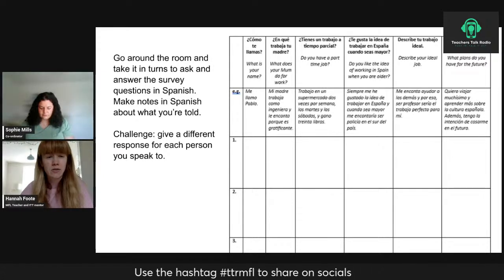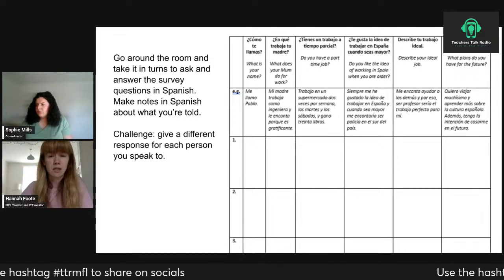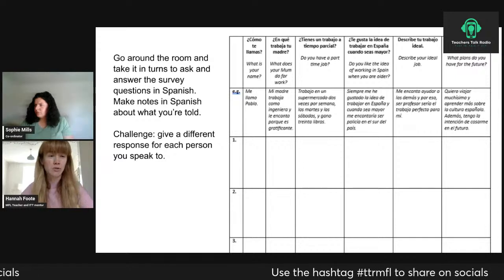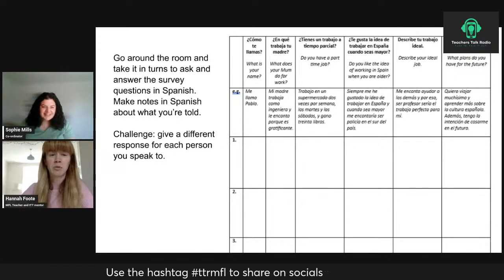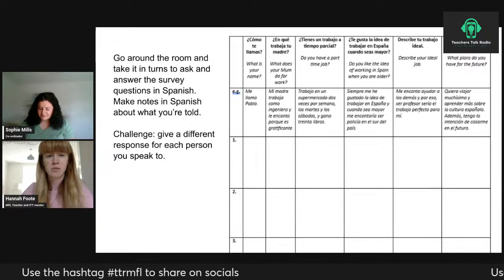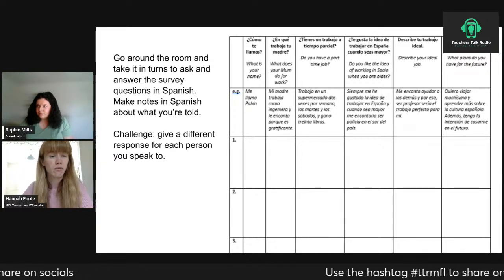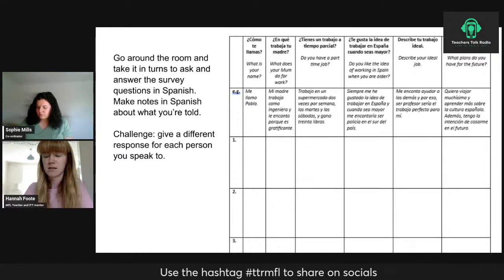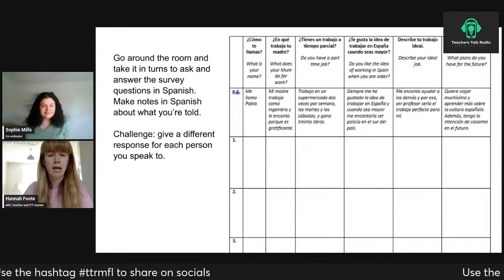Notice the challenge there as well. So some students, you might have found if you've done this survey yourself, will say the same answer again and again, which is great because that answer is then hopefully going into their long-term memory. But actually, if you can give a different response to every person, then you're really demonstrating your breadth of vocabulary, which is brilliant.